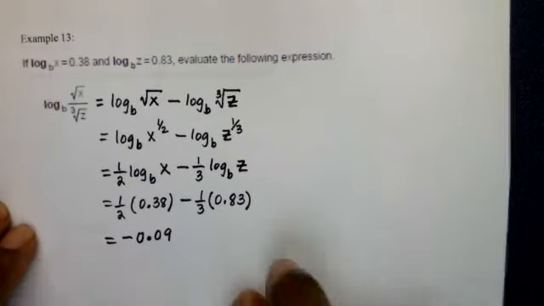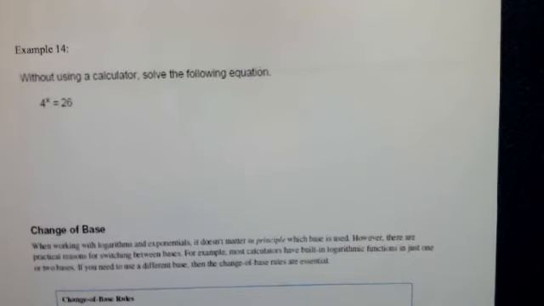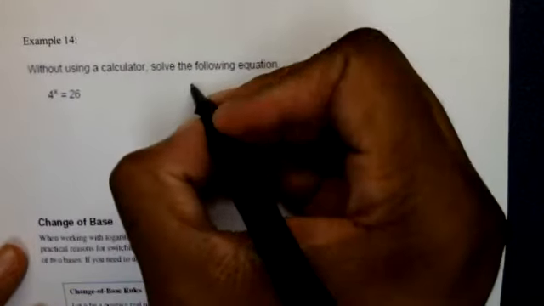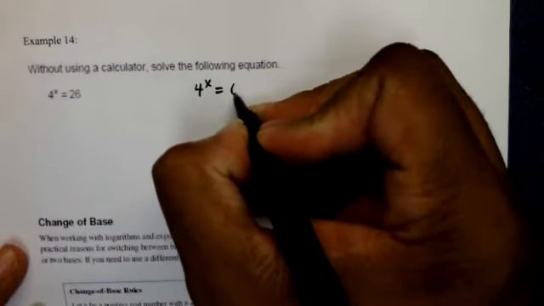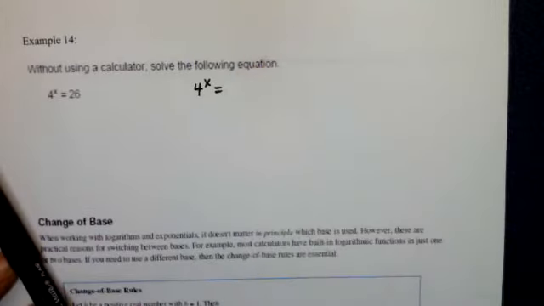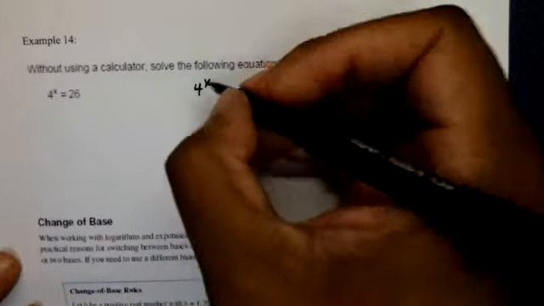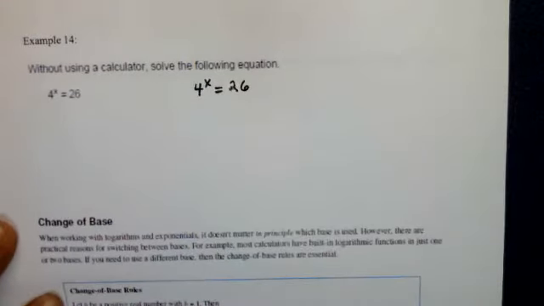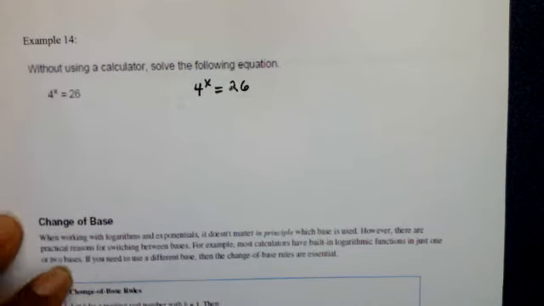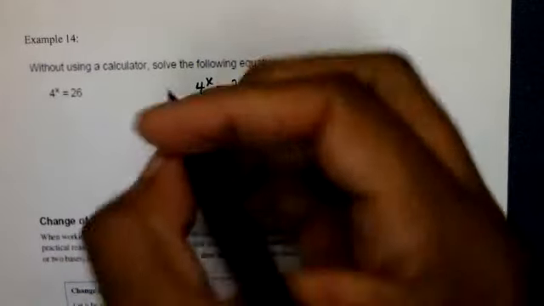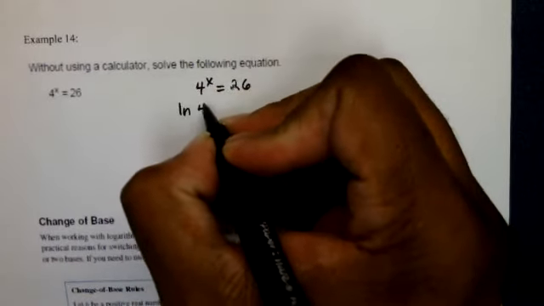Okay. And on the next page, without using a calculator, solve the following equation. 4 to the x is equal to 26. In this case here, this is one of those exponential equations that we solved in college algebra. So here the base is not going to be 10, so that means we have to take the natural log on both sides of this equation.